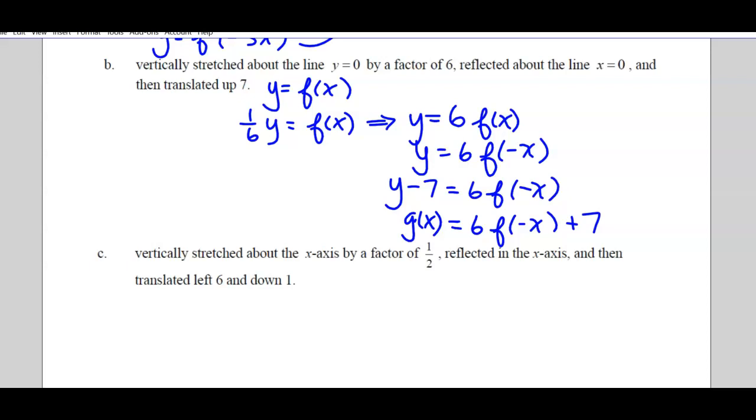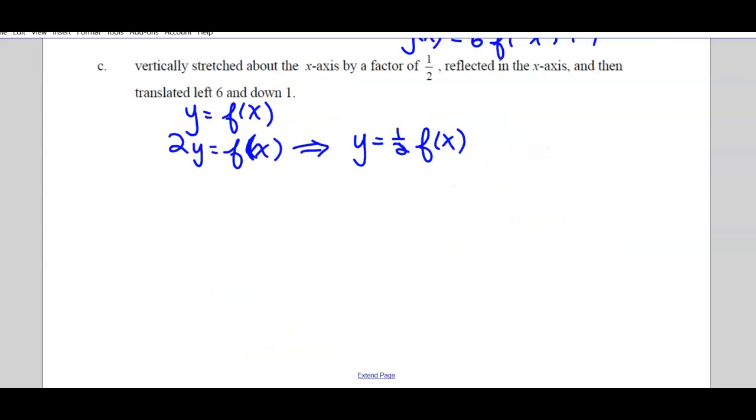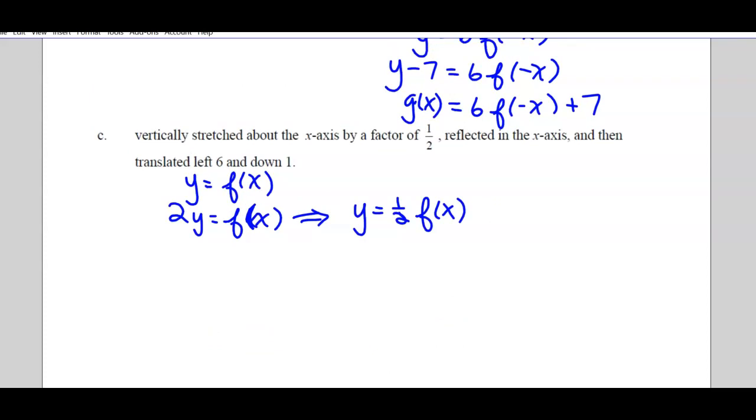Okay, so C, vertically stretched about the x-axis by a factor of a half, reflected in the x-axis, translated left and down. Okay, y equals f of x. Vertically stretched by a factor of a half means we would replace y with 2y, or, oops, that's y equals a half f of x. Because we have to solve for y anyway, you can just go right to this form. Then, reflected in the x-axis changes the sign of y, so we would replace y with negative y.